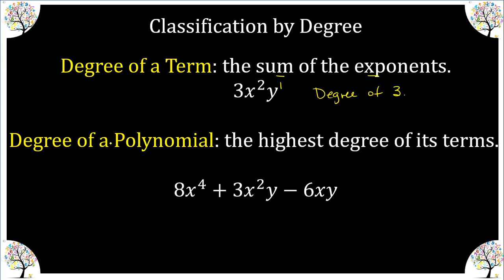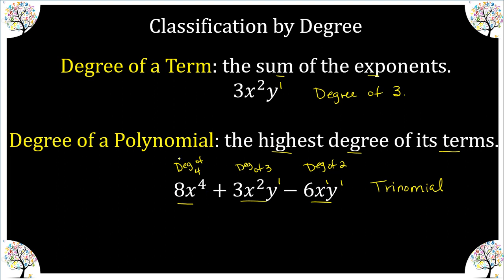Now let's talk about the degree of a polynomial. The degree of a polynomial, of the whole expression, is the highest degree of its terms. So we have 1, 2, 3 terms. So this is a trinomial. But now let's talk about the degree. So we can see that this term has a degree of 4. This term has a degree of 3. And this term has a degree of 2. So we would say that the degree of the entire polynomial is a degree of 4.